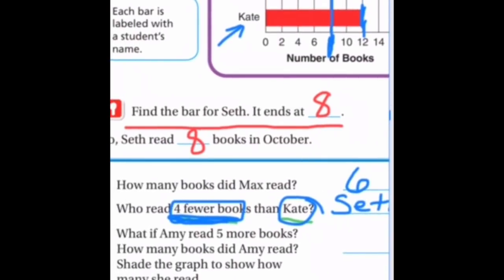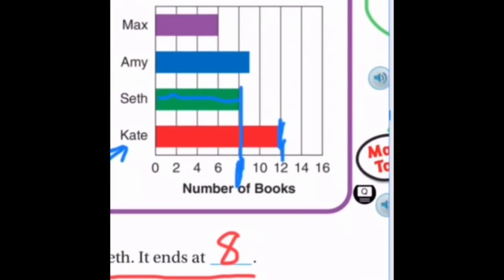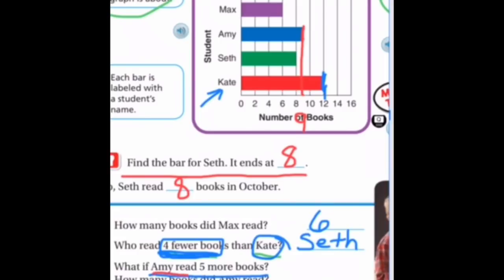All right. And then the last question, what if Amy read 5 more books? How many books did Amy read? Shade the graph to show how many she read. So 5 more for Amy, right? Well, Amy's right here. Let me erase this part right here. Hang on just a second. There we go. All right. And I'm going to put Amy in red. Amy's right here. If we follow that straight down, it's right between the 8 and the 10. And that number, you should be saying to yourself, is 9. So she read 9.